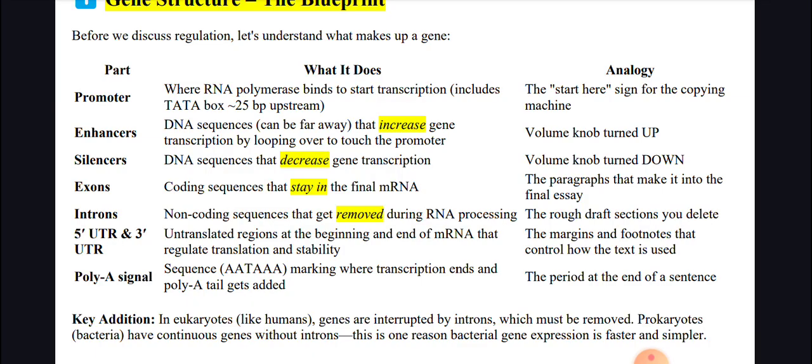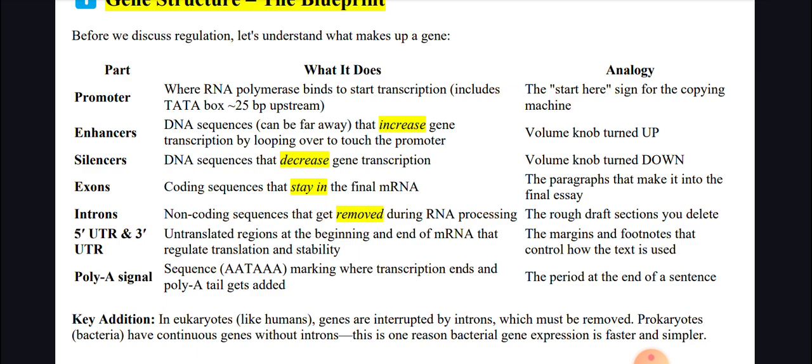And then silencers do the opposite. They bind proteins that turn the volume down, often by helping to pack the DNA more tightly in that area, making it harder to access. This looping allows for incredibly specific control in different cell types. Okay, looping for long-distance control. Now, what about the parts within the gene sequence itself? The famous exons and introns.